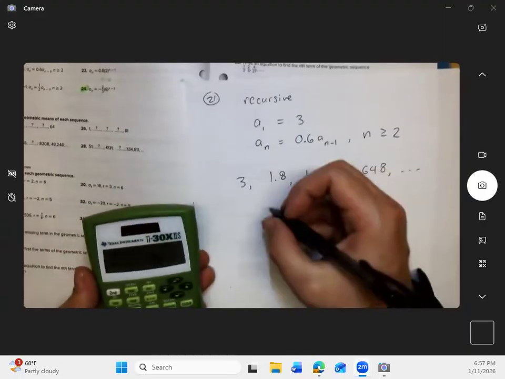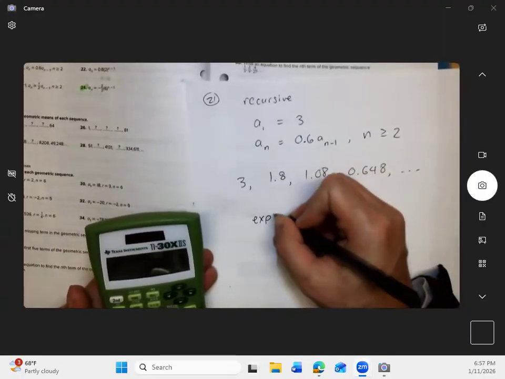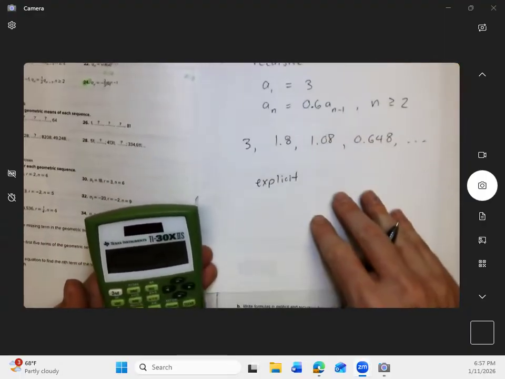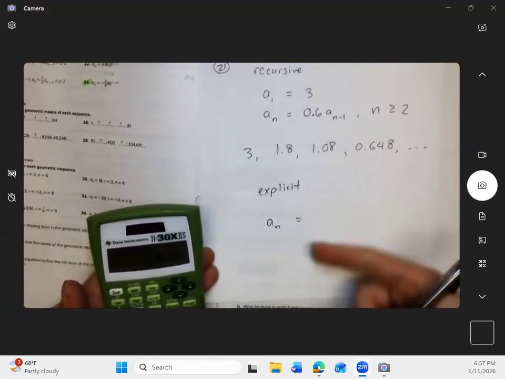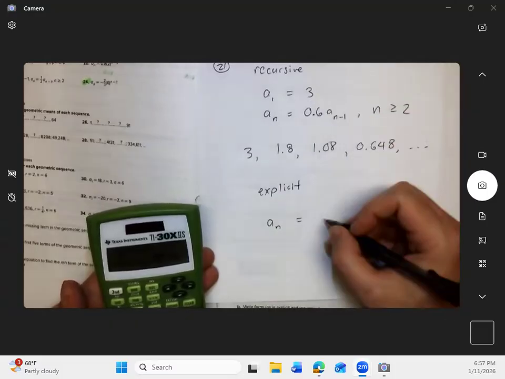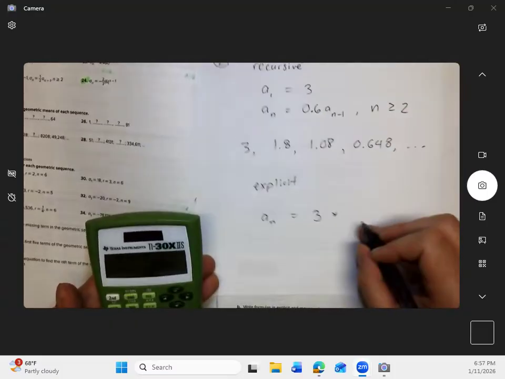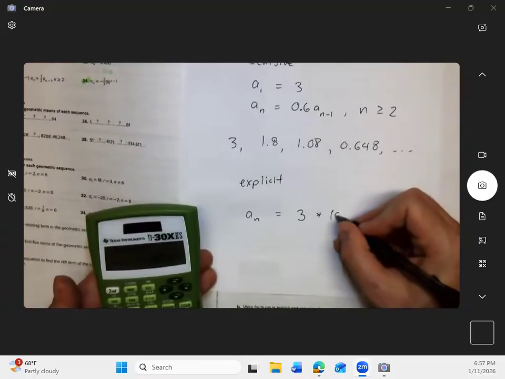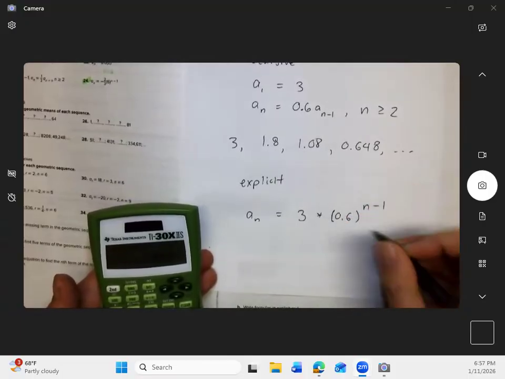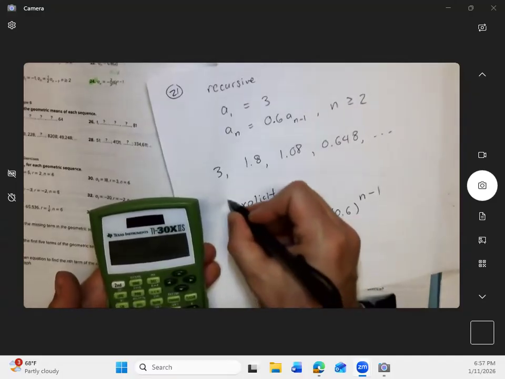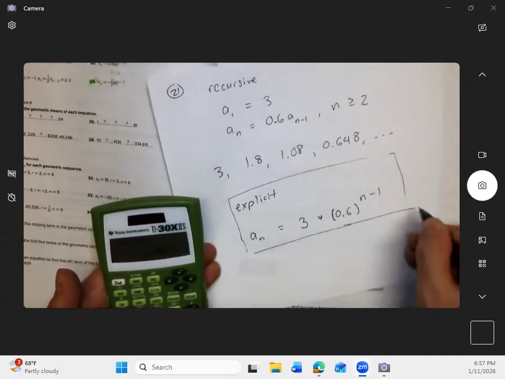Okay. So how about explicit? What would this look like explicit? Okay. So the nth term, if you just want to jump straight to that, is the first term, which is 3, times the common ratio, 0.6, raised to the n minus 1. I think this should be the answer right here. I'm going to test this.